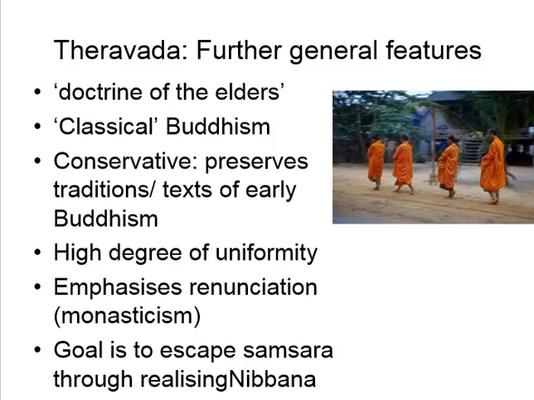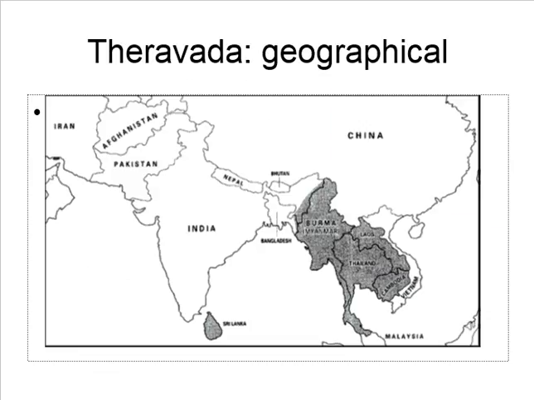High degree of uniformity across the world, emphasizes monasticism, renunciation, official, proper Buddhism, as it were. And the goal is to escape samsara through realizing nibbana. You could link this perhaps to Catholicism, very similar. If you look at this geographically, here's the spread of, in particular, Theravada Buddhism today. And notice it's the sort of southern countries, Sri Lanka in the bottom there, and Thailand and Burma, and so on today.